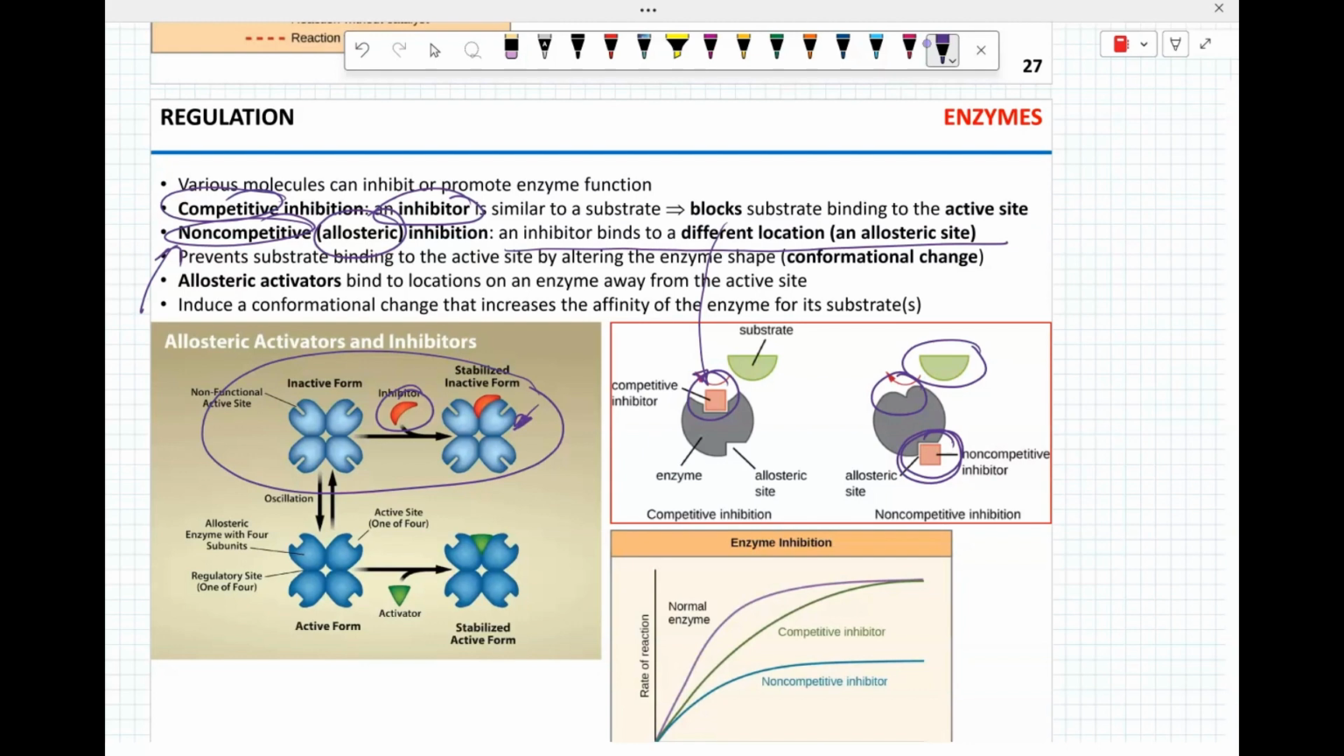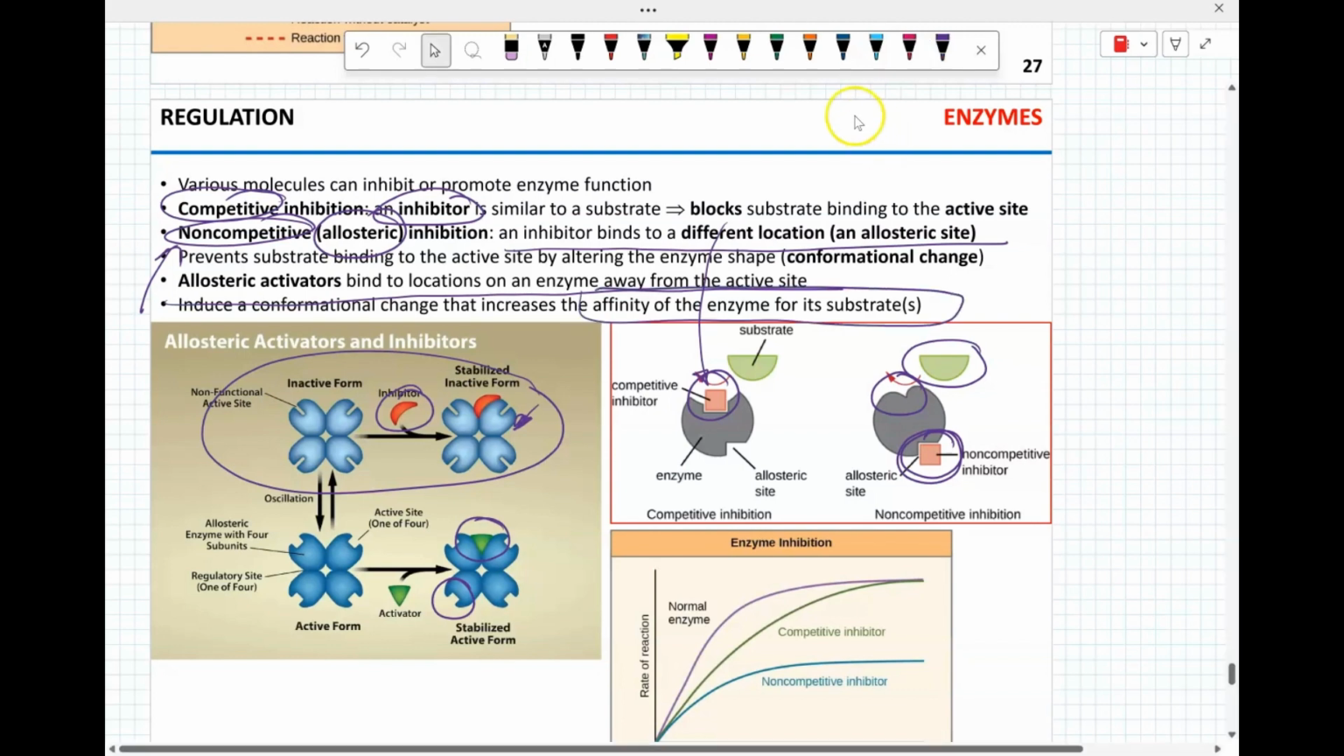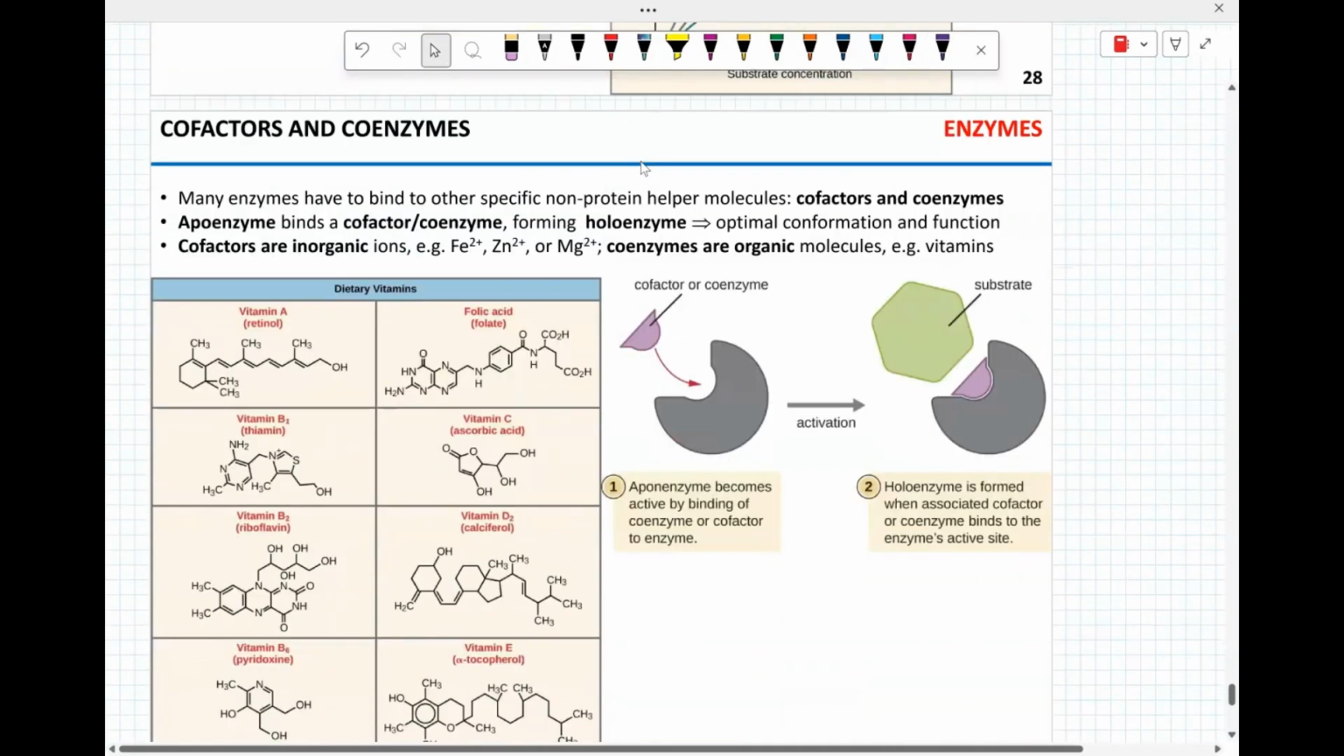Now, allosteric activators bind to a location that is not an active site either, but they stabilize the active form of the enzyme and allow it to perform its function. In other words, allosteric activators are essential for the maintenance of the shape of the active site that is conducive for the affinity of the enzyme to its substrates.